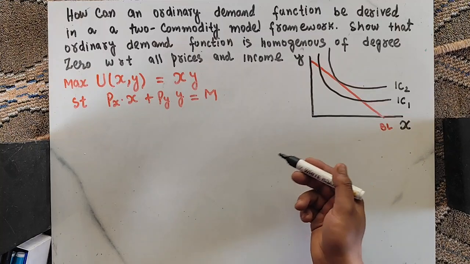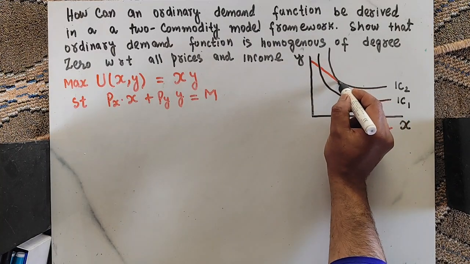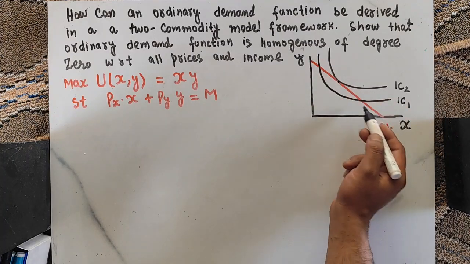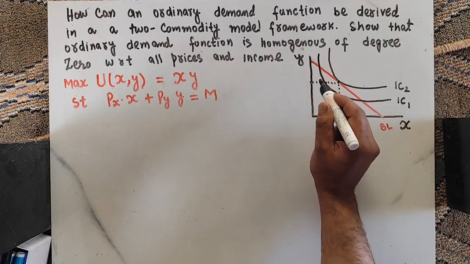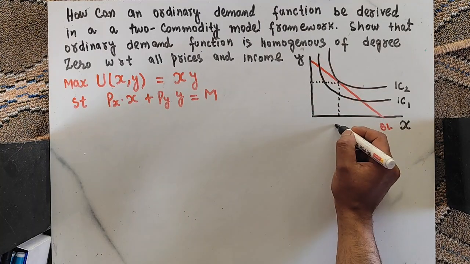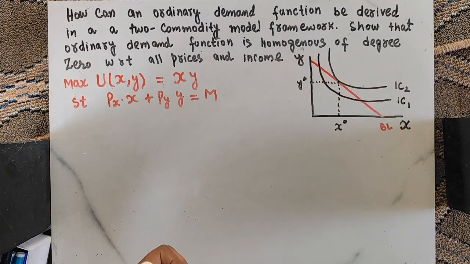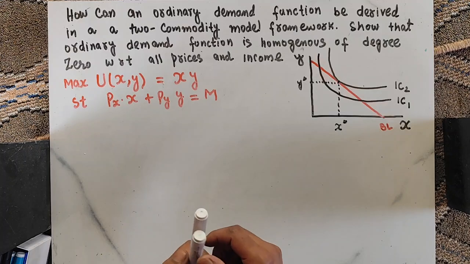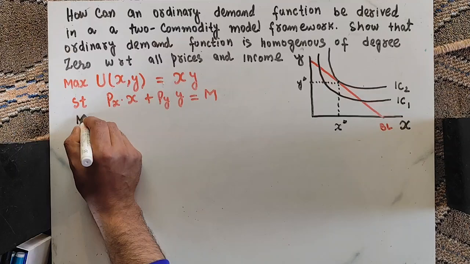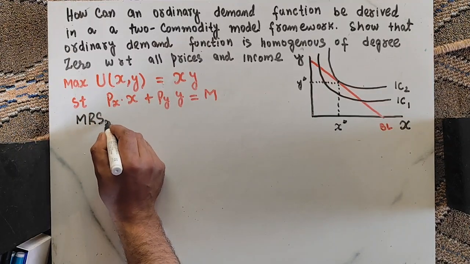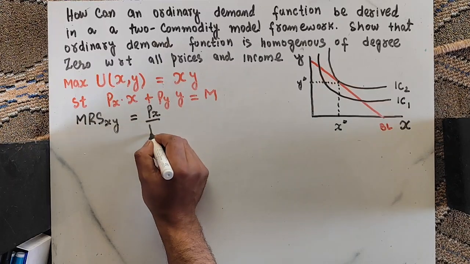Now the consumer's optimal consumption bundle, or demand for goods x and y, will be at a point where the indifference curve and the budget line are tangent to each other. That will give us the ordinary demand function in a two commodity model. So we will get here x star and y star. At this point where they are tangent, the condition is that the marginal rate of substitution between good x and y should be equal to the ratio of the price of good x and price of good y.